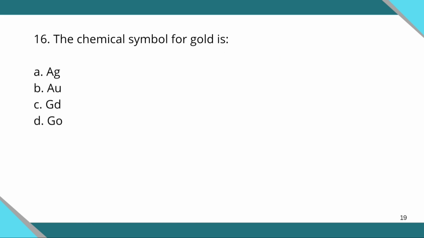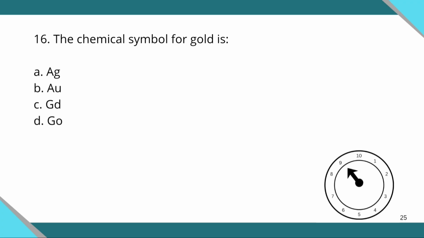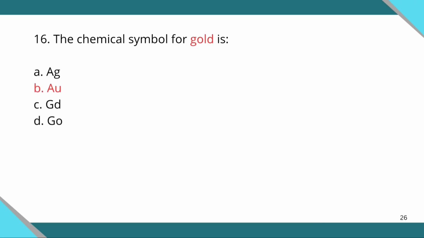Question number 16. The chemical symbol for gold is letter A, Ag, letter B, Au, letter C, Gd, letter D, Go. The correct answer is letter B, Au.